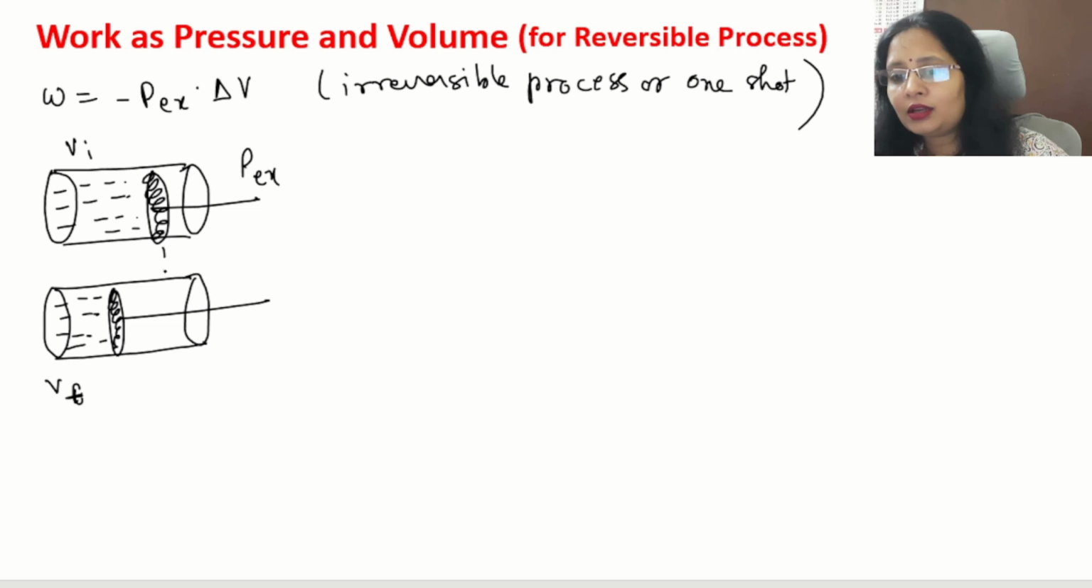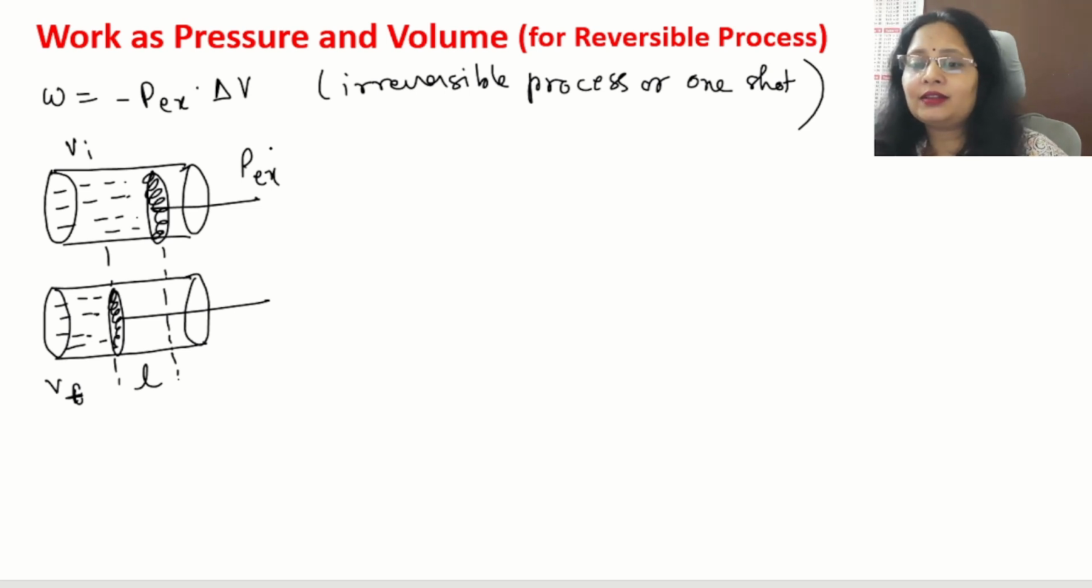Now we can see the piston traveled the distance L. Clear? In the last video, for the irreversible process, we also did the same process. Here is just a reminder. As the piston moves, the work is done and we get the work is equal to minus P Ex into delta V. Now this was the one shot process. See, suddenly we give the external pressure and the volume will change.